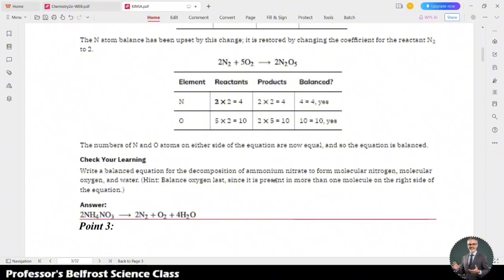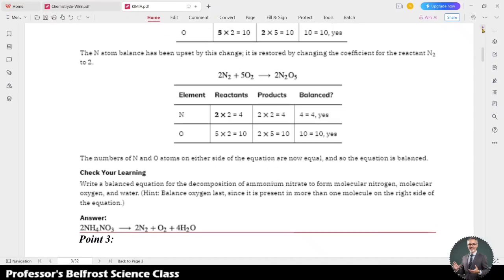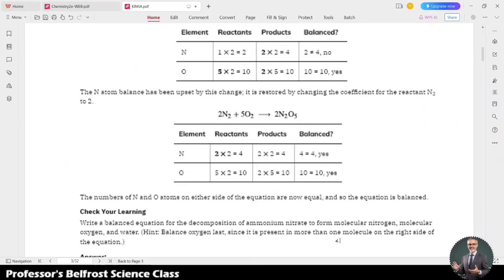And here is now your task, your exercise. Just practice with this. Write out a balanced equation for the decomposition of ammonium nitrate. If you don't know how to write ammonium nitrate, I suggest you check the previous chapter first, because it means you still don't understand the chemistry. How to write ammonium nitrate, which one is the cation, which one is the anion, what is the chemical formula of the ammonium cation and the nitrate anion. And then how to form molecular nitrogen, molecular oxygen, and water.